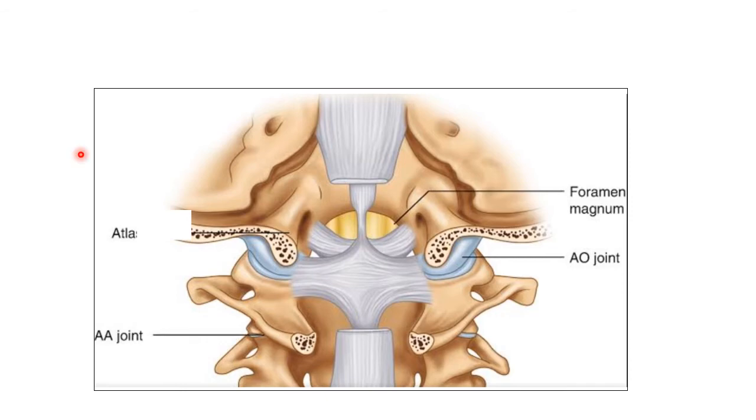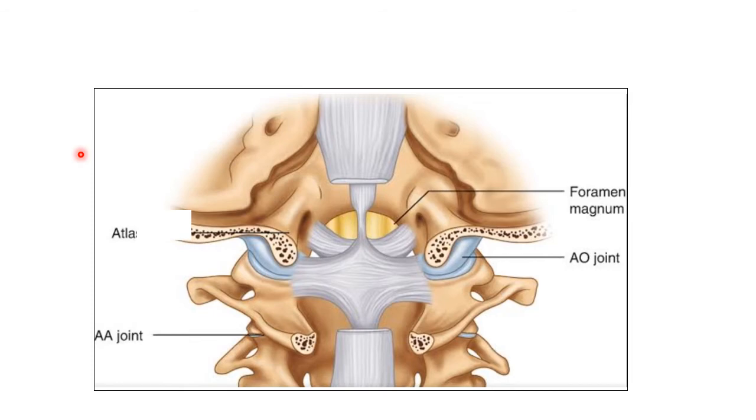These joints allow flexion, extension, lateral bending, but not lateral rotation. The joint between the first and second cervical vertebra and those between the first cervical vertebra and skull allow rotation and nodding of the head. We will concentrate on craniovertebral joints.